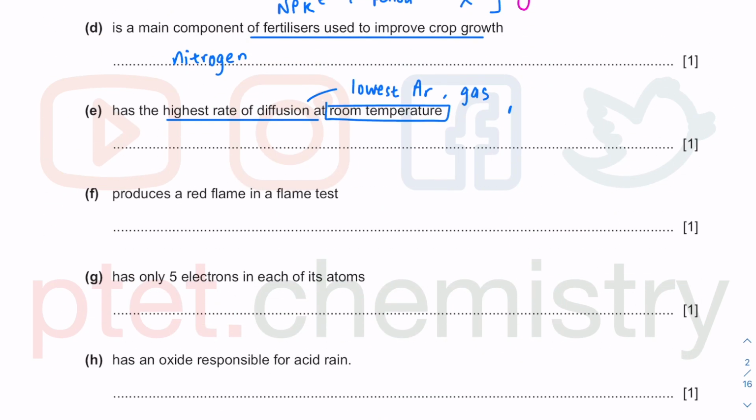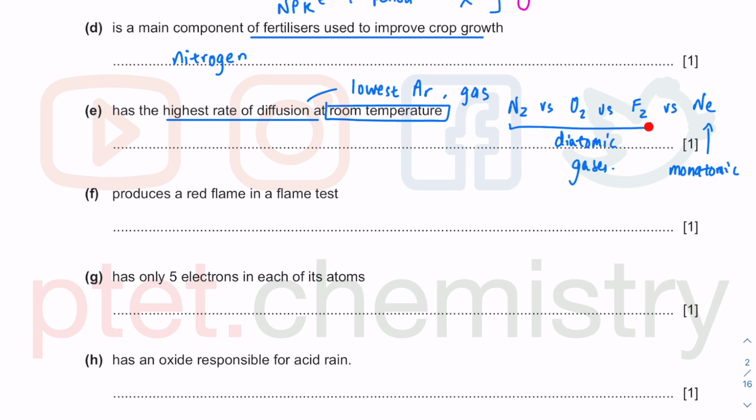If we think about nitrogen versus oxygen versus fluorine versus neon, all of these gases are diatomic, except neon, which is monoatomic. Gases can diffuse much faster compared to solids, so that's why I'm not looking at solids. Without even counting, you can tell that neon definitely has a lower mass compared to the rest, as these are all diatomic. So that one has got to be just neon there.